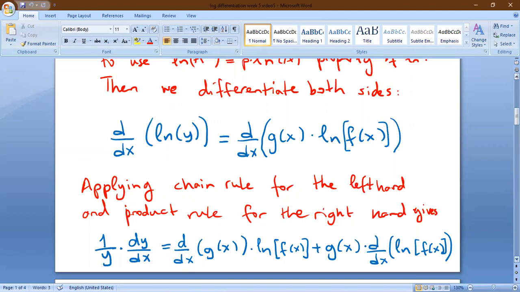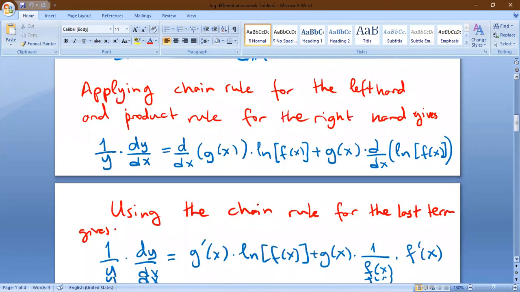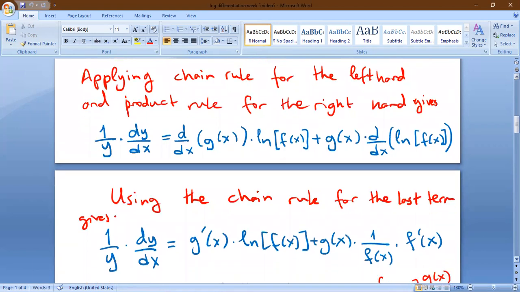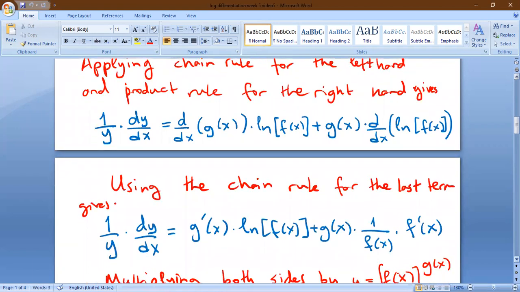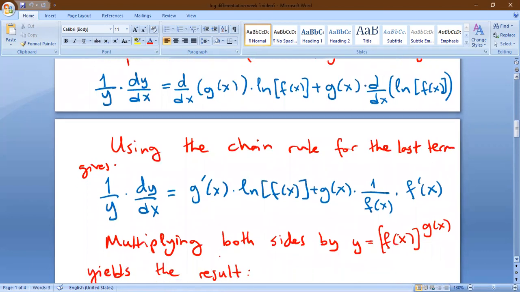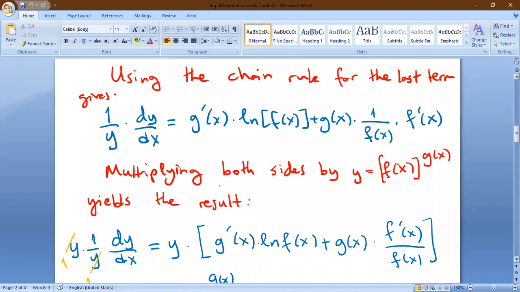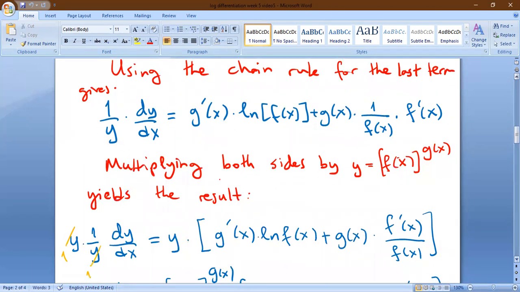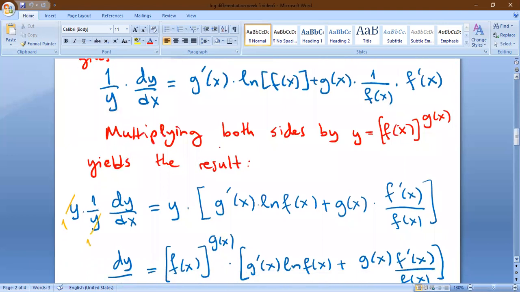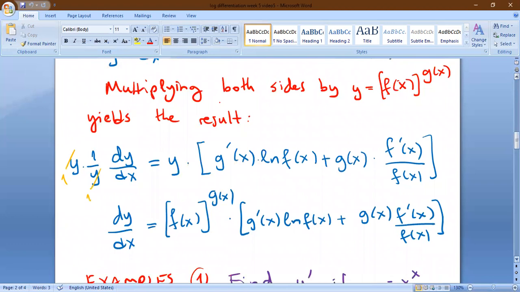For the derivative of ln of f, we use the same chain rule. That gives 1 over f times f prime. So this is going to be the result. But then we want y prime, so we multiply both sides by y, and that gives a simplification on the left-hand side: y times 1 over y cancels, but on the right we have a multiplication by y. And then we write y back, which was f to the g.